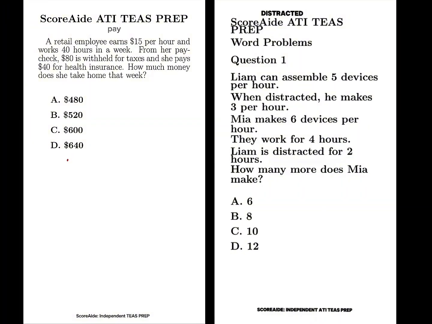Now, her gross pay is going to be what? 40 times 15, right? So 40 times 15 is going to give us $600, right? Now, let's look at her net pay, which is the take home pay, right?